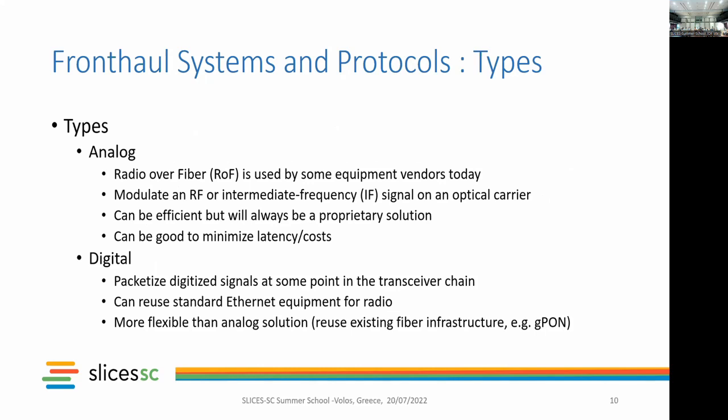Everybody's excited now about digital fronthaul, where you're really packetizing digitized signals at some point in your transmission. But actually, I think there are a lot of analog fronthaul systems out there, because radio over fiber is used by some equipment vendors, and I think in particular Huawei. I'm not sure about that. Maybe they do several things.